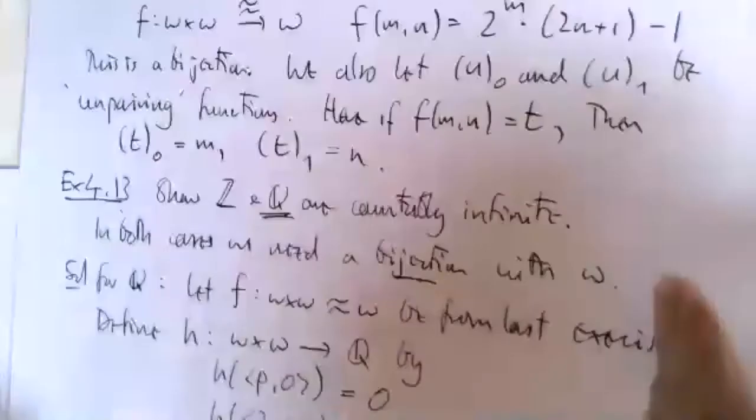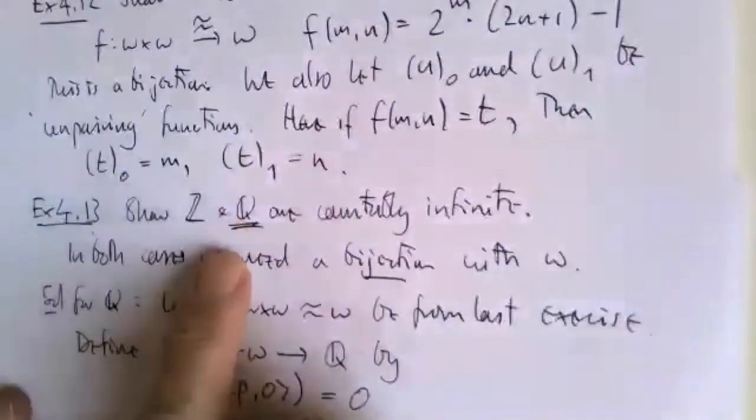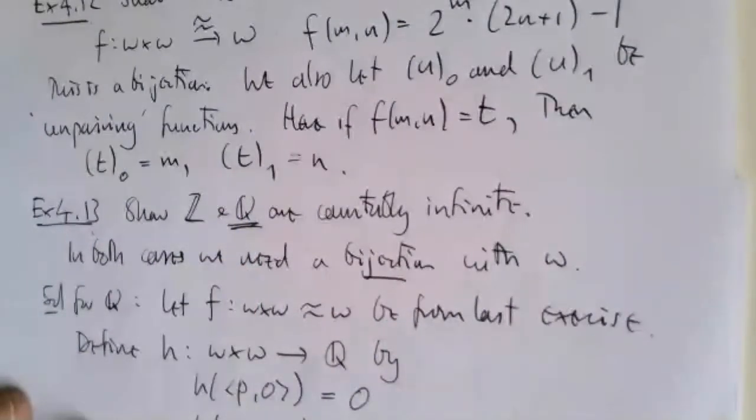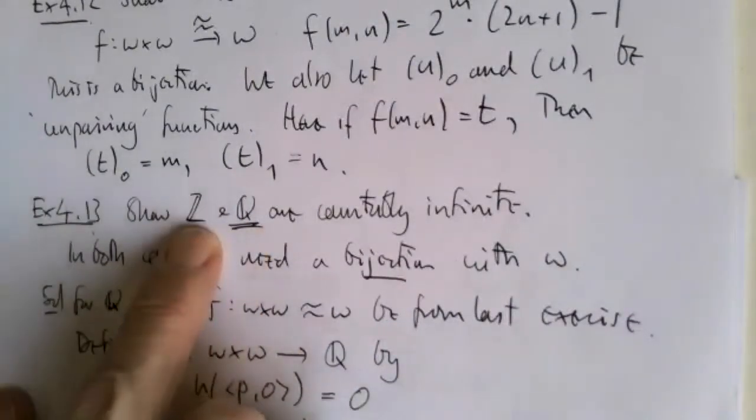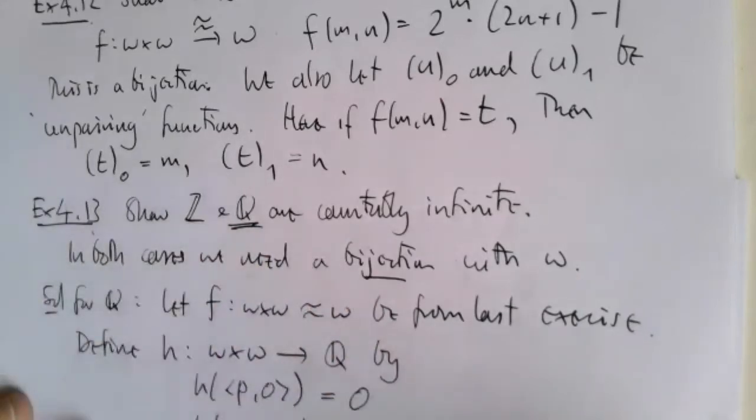For Z, a much easier idea is needed. You can just write down a bijection between omega and Z straight off. It's just a little trickier with Q.